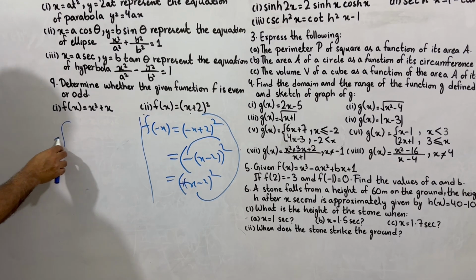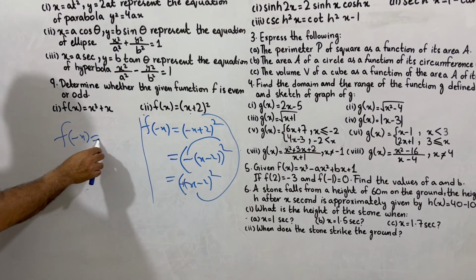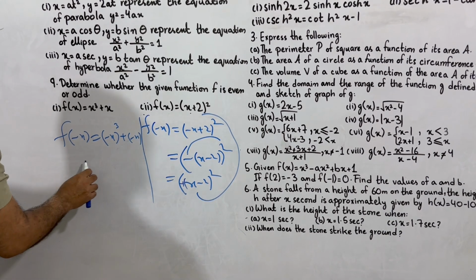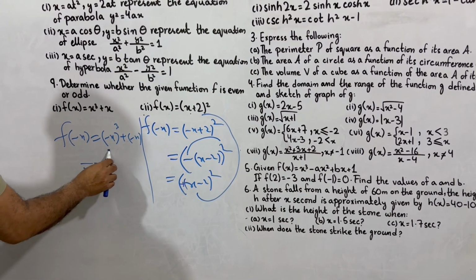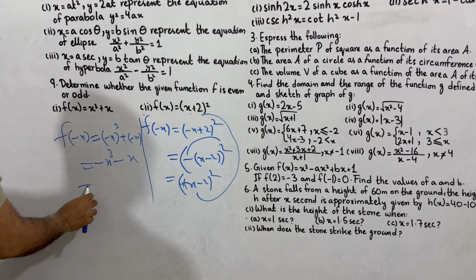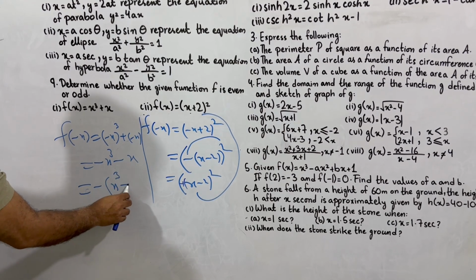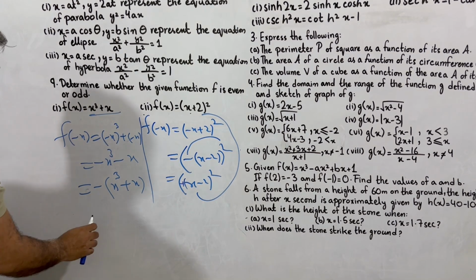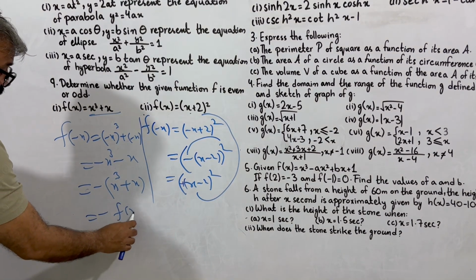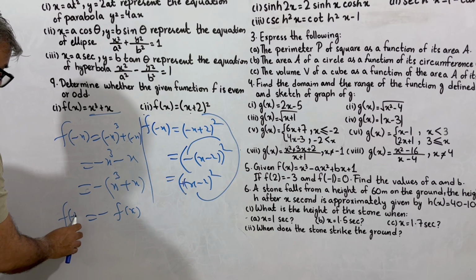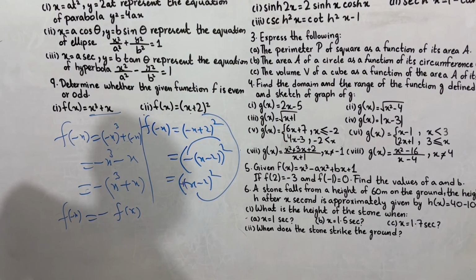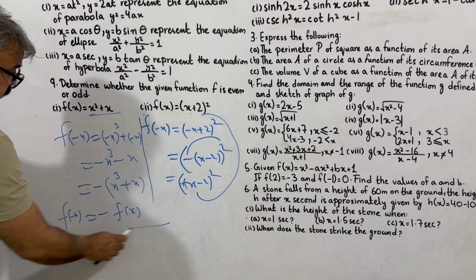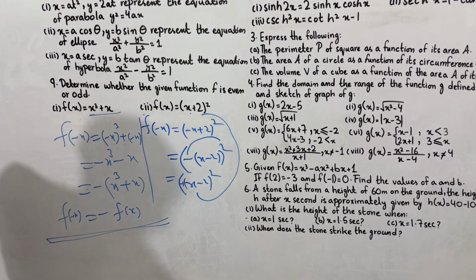Question number 9. Even or odd? Replace x by minus x. I have minus x cube plus minus x. Owing to the odd power, minus remains: minus plus minus. Taking minus common, as usual, x cube plus x. Instead of this, I can write minus f of x. Means f of minus x is equal to negative f of x. When we replace x by minus x, the symbol of the complete function changes.